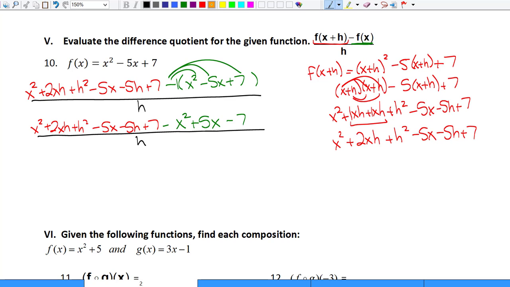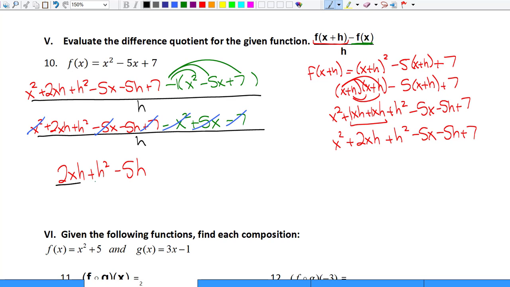At this point, a lot of things should add to 0. x squared and minus x squared add to 0. Minus 5x and plus 5x add to 0. Plus 7 and minus 7 add to 0. In fact, all of the green values should add out to 0 with some of the red values. All of the red values that we have left should have an h in them.